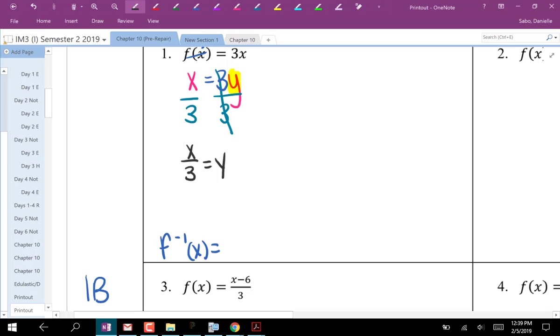That's it. The only thing that's different now, if you look at your notes, is that we just switched it to the inverse notation, and then x over 3, and we're done. So that's all we're doing.